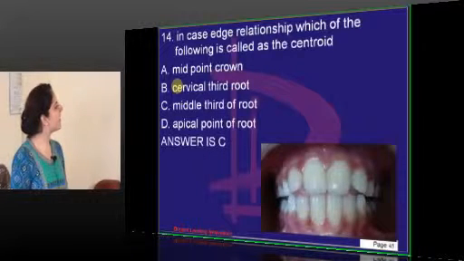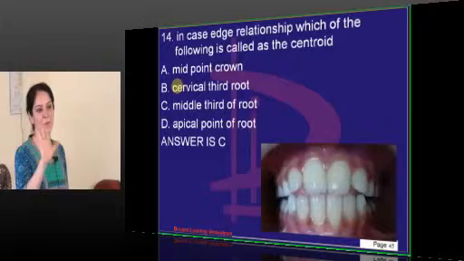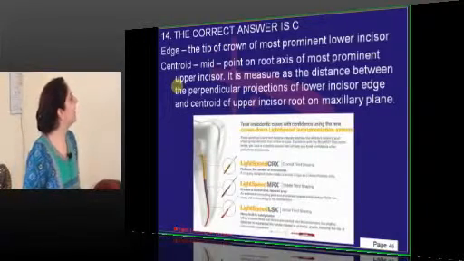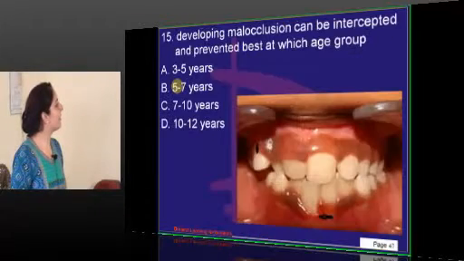The answer is C, that is middle third of the root. This I could not understand. There is something wrong with the question and the answer. Okay.